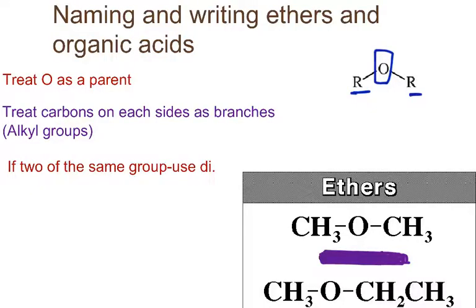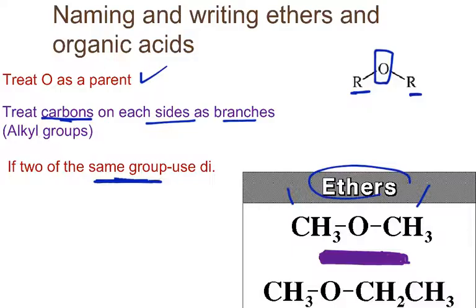In terms of naming them, this is very simple. You treat the carbons on each side as branches, and the oxygen gets treated as a tree trunk or parent. So once you've recognized you have an ether on your hands, the parent name will be simply ether, and then you go from there in terms of naming the carbons on the sides as branches. Also, if you have two of the same group of carbons, same number of carbons on both sides, we'll use the prefix di.